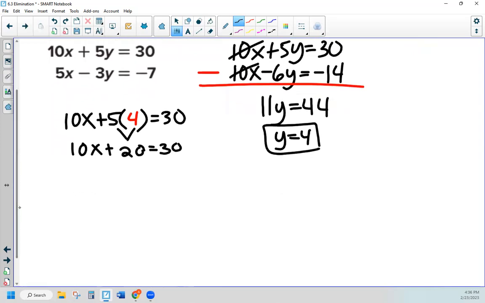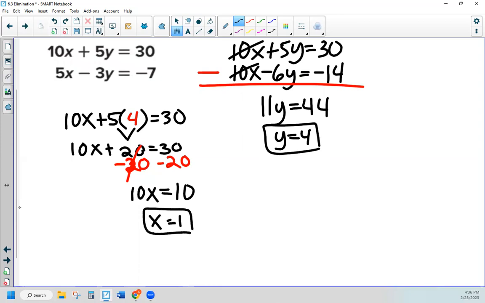What do we do here? We would take 20 to the other side by the subtraction property of equality, to get 10 on the other side, right? So 10x equals 30 minus 20, which is 10. And then you ask yourself, 10 times what gives you 10? It's just 1. Bada bing, bada boom. That's our answer, people. The location where these two lines intersect is at 1, 4. 1, 4 is where these two lines intersect.